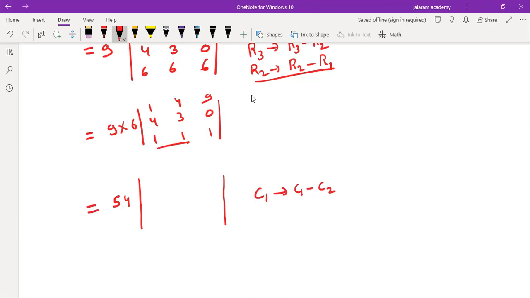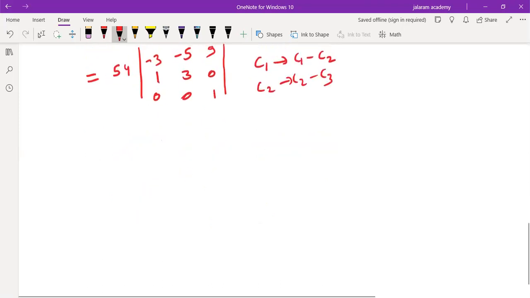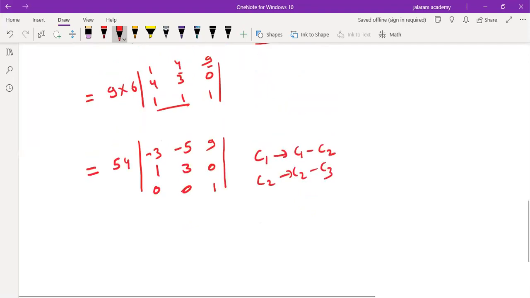row. 1 minus 4 minus 3, 4 minus 3 is 1, and 1 minus 1 is 0. And again C2 is operated as C2 minus C3. Then 4 minus 9 minus 5, 3 minus 0 is 3, but 1 minus 1 is 0 again. Next 9 0 1. We cannot perform 3 operations in a 3 cross 3 determinant.